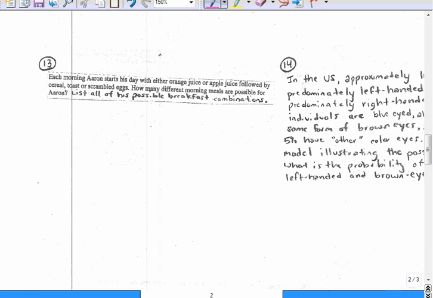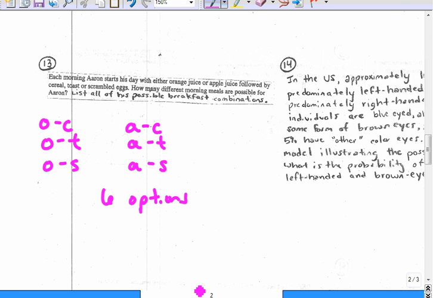Okay, number 13. Each morning, Aaron starts his day with either orange juice or apple juice, followed by cereal, toast, or scrambled eggs. How many different morning meals are possible for Aaron? List all the possible breakfast combinations. So, he can have orange juice with cereal, orange juice with toast, orange juice with scrambled eggs, apple juice with cereal, apple juice with toast, and apple juice with scrambled eggs. So he has 6 options for breakfast.